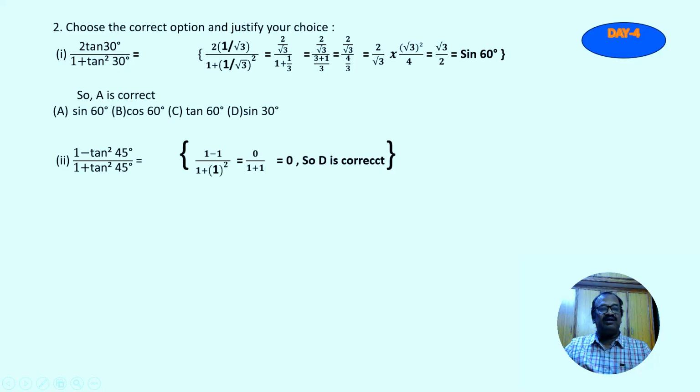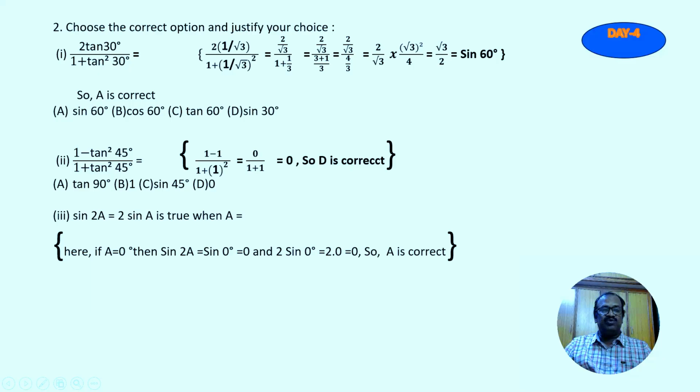The next one, 1 minus tan square 45 by 1 plus tan square 45. As we know, tan 45 is equal to 1. We simply write 1 minus 1 by 1 plus 1 whole square, 0 by 1 plus 1, that is equal to 0. Here option D is correct.